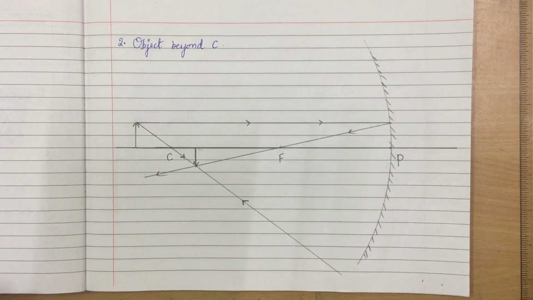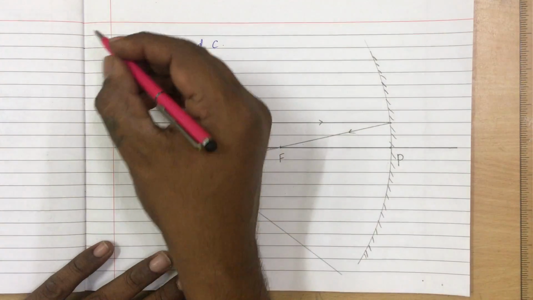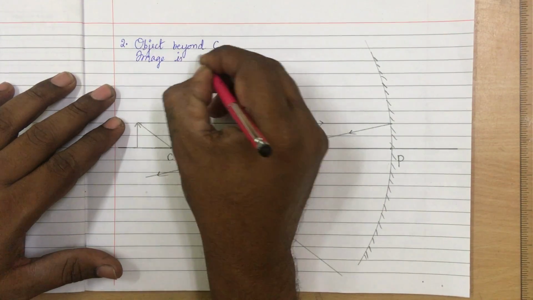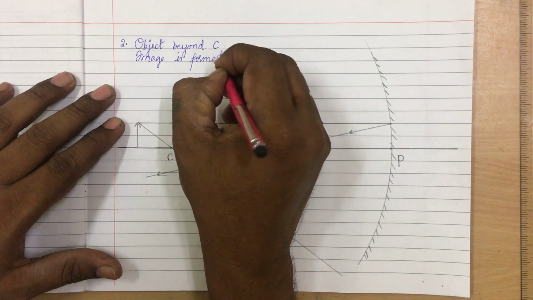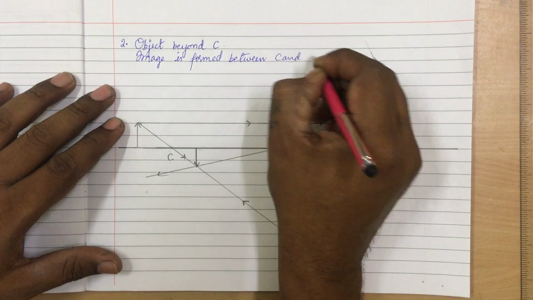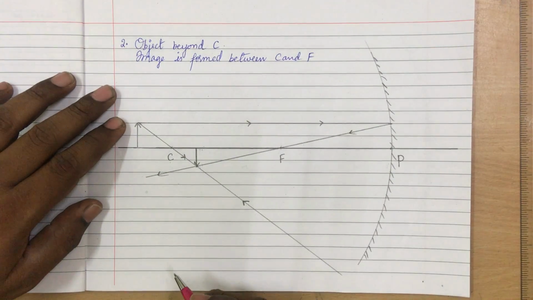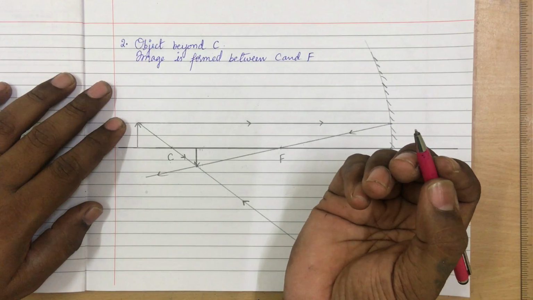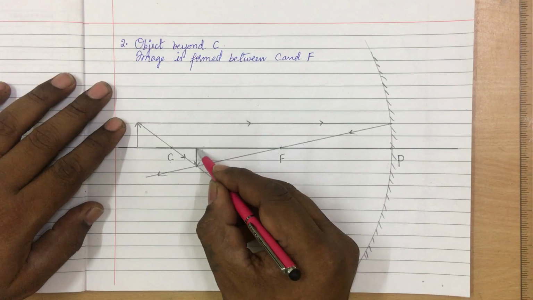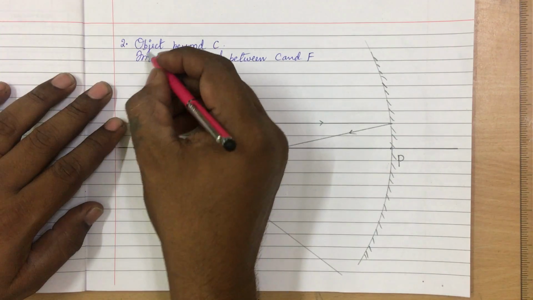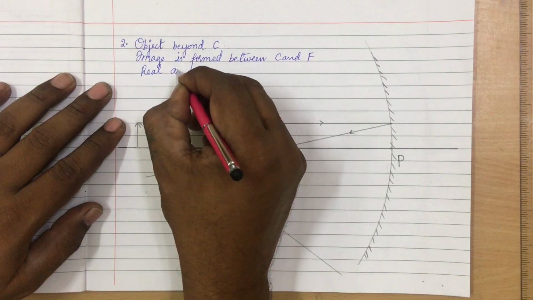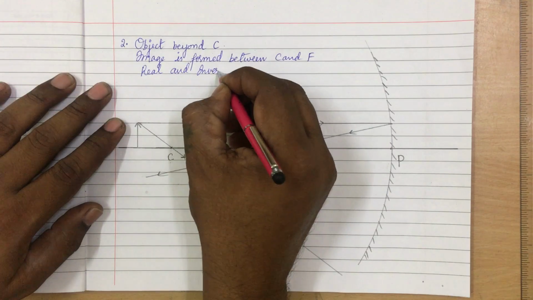First we shall write the position of the image. Image is formed between C and F. The second point: what is the nature of the image formed? The nature of the image formed is inverted. So the nature of the image formed will be real and inverted.